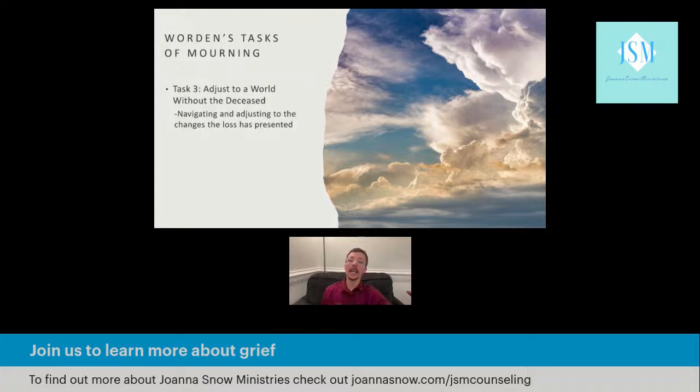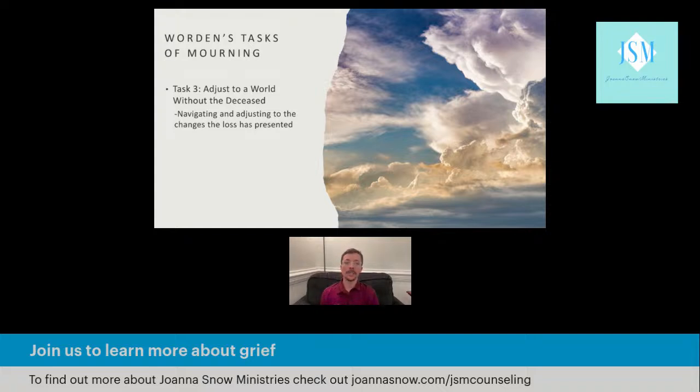Task 3 is adjusting to a world without the deceased. This is kind of like the acceptance within the last couple models we've looked at. This would be navigating and adjusting to the changes that the loss has presented, right?